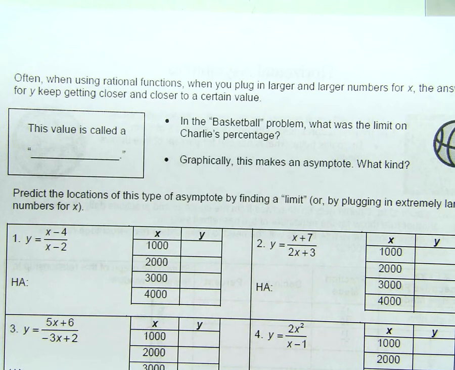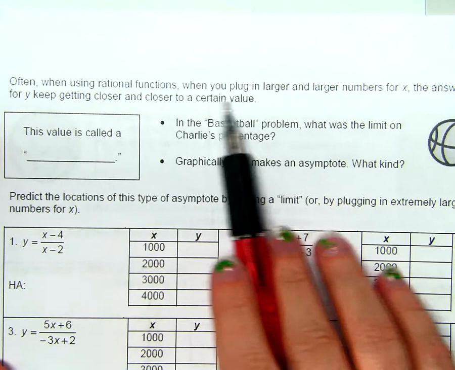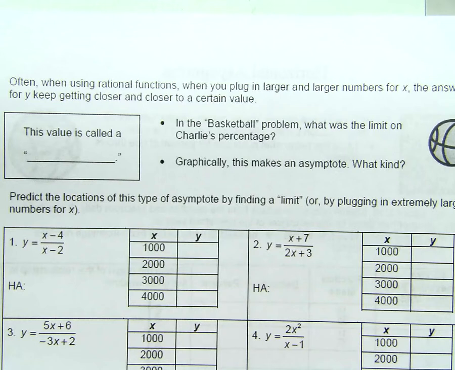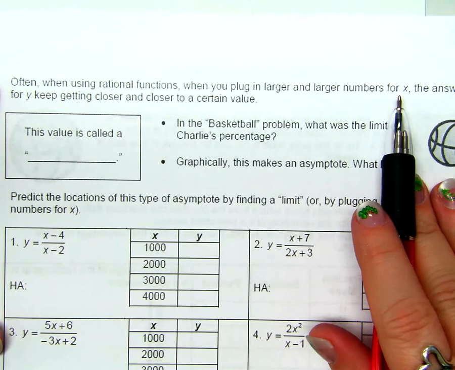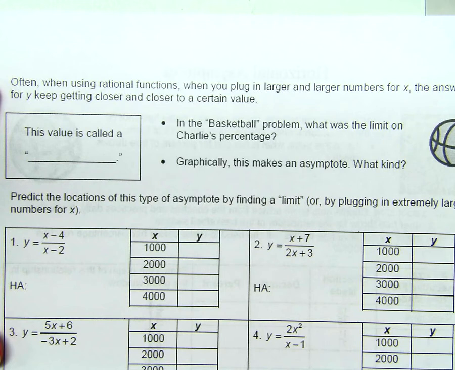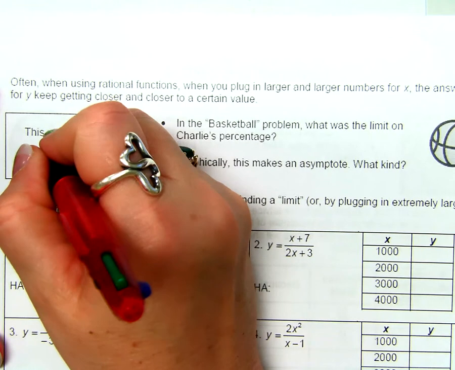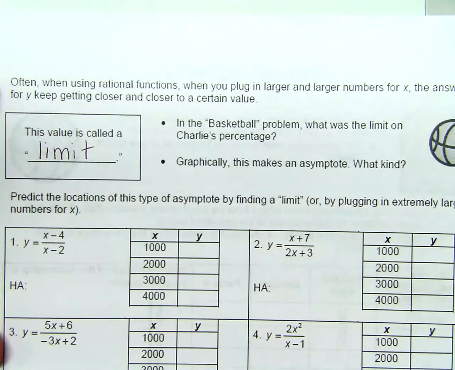And so, thinking about that, when using rational functions, you plug in larger and larger numbers. So even if she tries 1,000,000 shots, she can still never get to 100% because she missed some at the beginning, right? Now it's approaching 100%. It's going to get closer and closer and closer to 100%, but not quite get there.